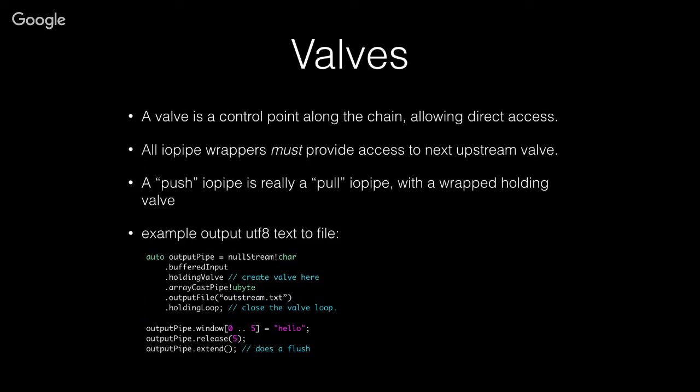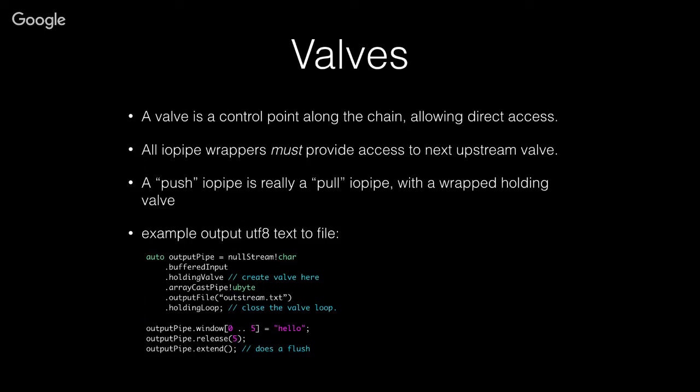I didn't have time, but I do want to make a picture or something that shows how this works, because it's hard to conceptualize, and it took me a while to think of this. But basically, if you look at this, it's just like you're writing. When you write to that window, you're writing to the buffered input, because that's what's upstream of the holding valve. Then you release that data, it goes into the holding area.